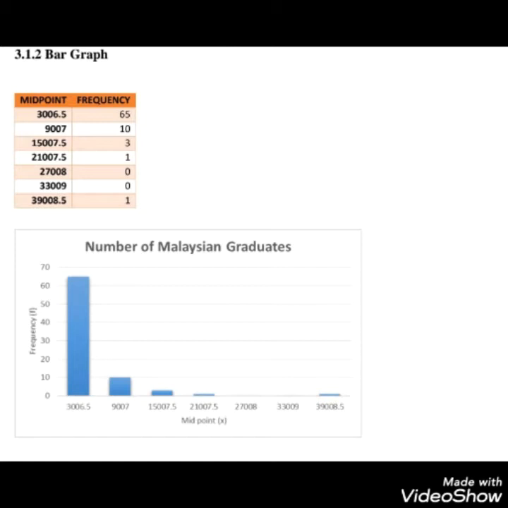Next is the measures of central tendency. Firstly, how to get the mean. The mean is already given the formula as we can see. After that we can get the median. The median is also given, where we use the formula L plus M.